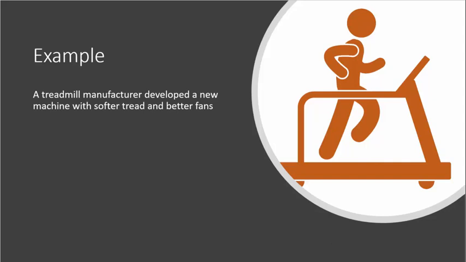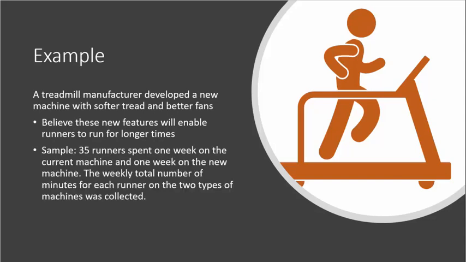We have a treadmill manufacturer that has developed a new machine with softer tread and better fans. This is better than its current model. The manufacturer believes that these new features will enable runners to run for longer times than they could on its current machine. To determine whether the desired result is achieved, the manufacturer randomly selected a sample of 35 runners. Each runner was measured for 1 week on the current machine and for 1 week on the new machine. The weekly total number of minutes for each runner on the two types of machines was collected.